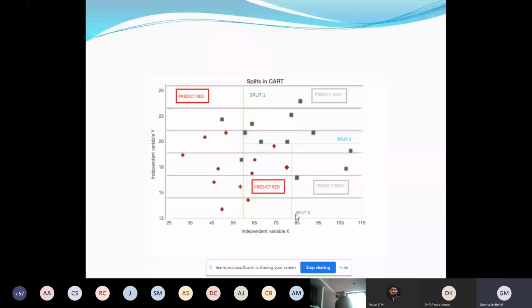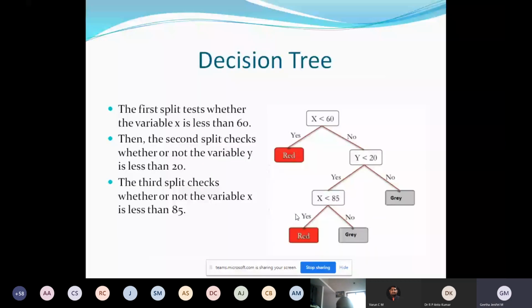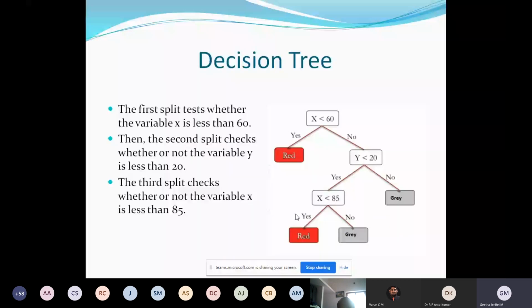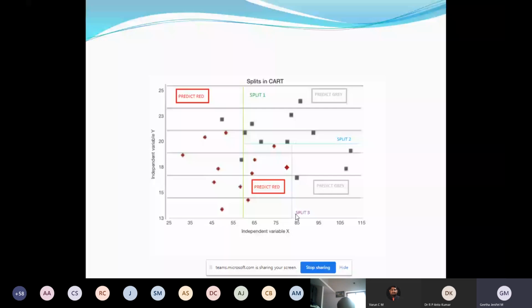This diagram shows how the decision tree algorithm performs the split. This diagram shows how the algorithm generates the decision tree for the above split. So the first question is, if the independent variable X is less than 60.